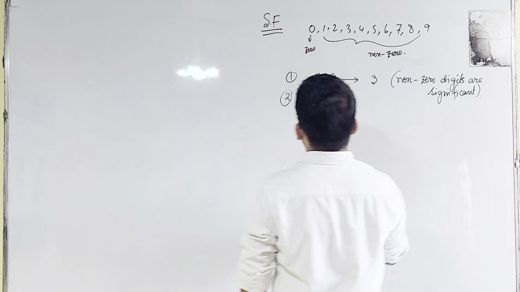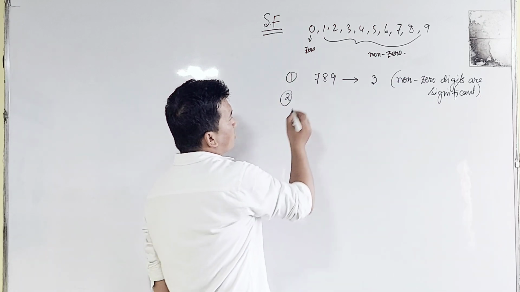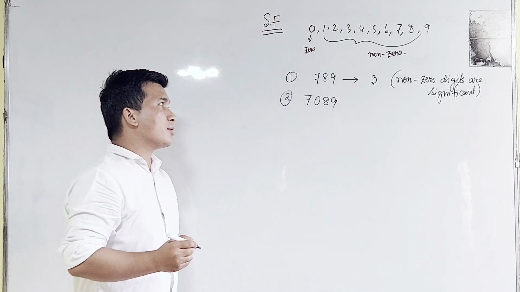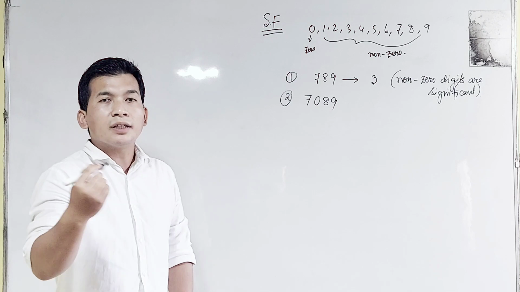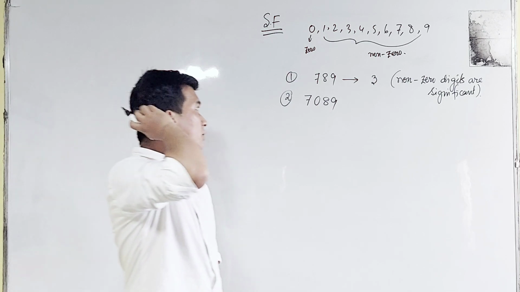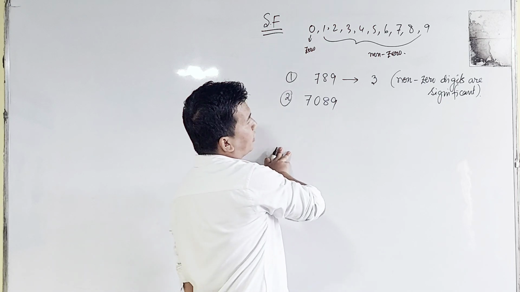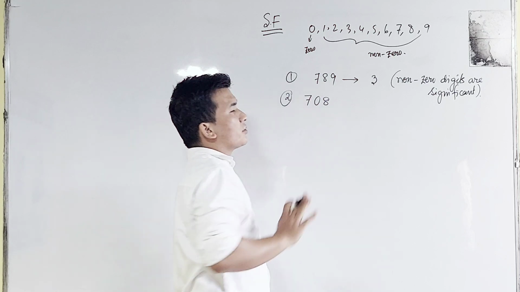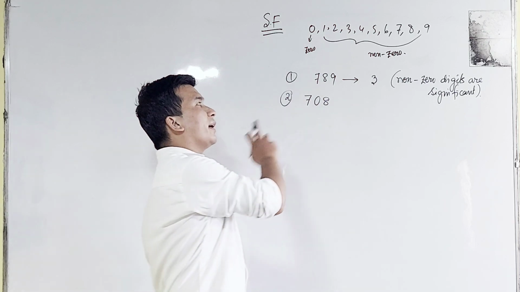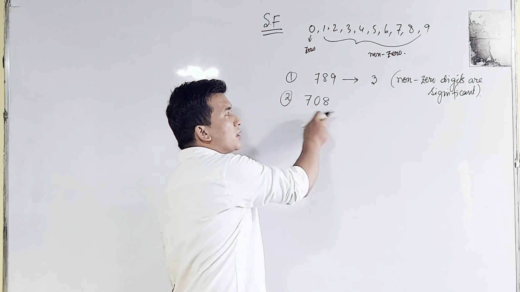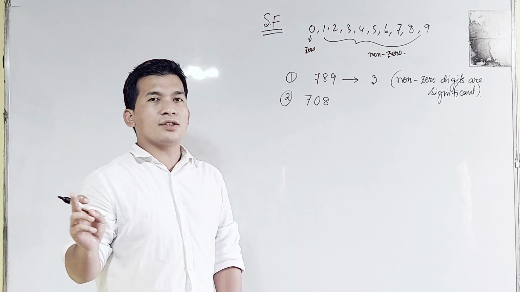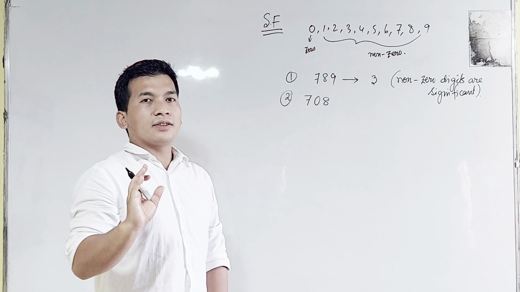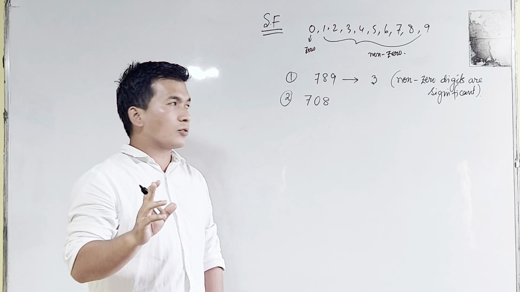Now the second law. Take 7 0 8 9. This 0 comes in between two non-zero digits. For better understanding, let us take only the 3 digits, 7 0 8. This 0 comes between two non-zero digits. So this 0 should be taken as a significant figure.